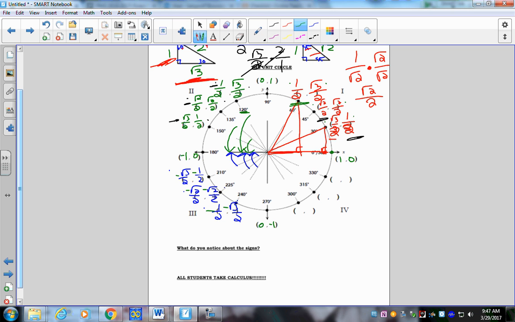All right, last one, quadrant number 4. Okay, reference angles. The reference angle for 330 is 30, so our 30 is the radical 3 over 2, 1/2. Reference angle for 315 is 45. Square root of 2 over 2, square root of 2 over 2. Reference angle for 300 is 60. So the 1/2, square root of 3 over 2.